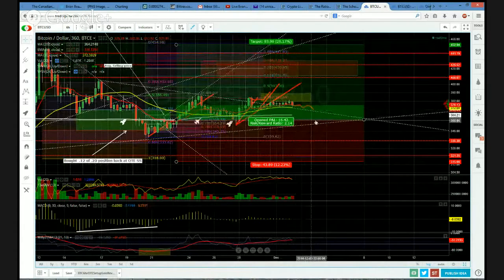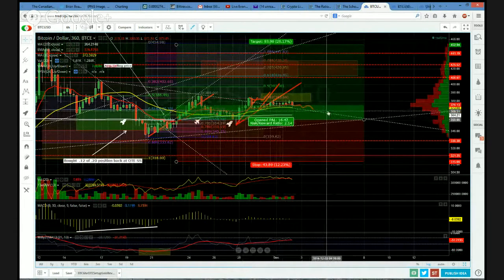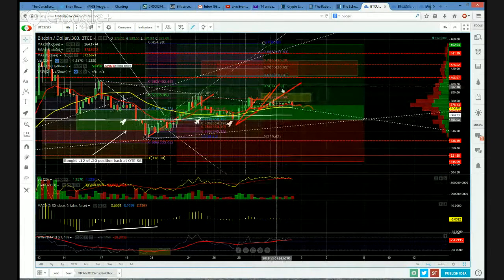I could very easily see price come back down into this wedge. It wouldn't surprise me at all. I could also see price just sort of ride the top of this wedge here. That wouldn't surprise me at all either.